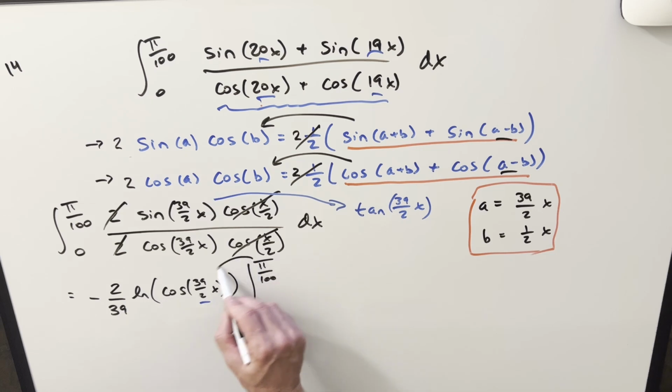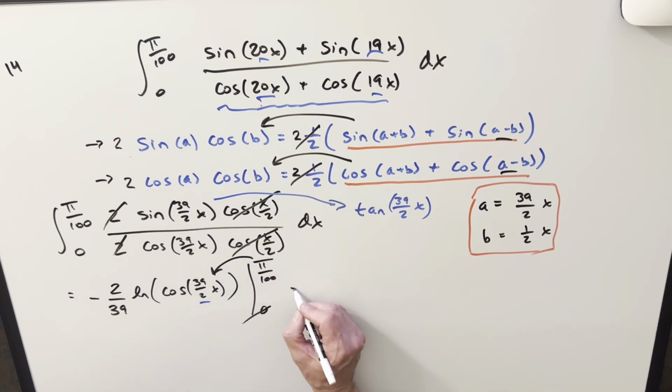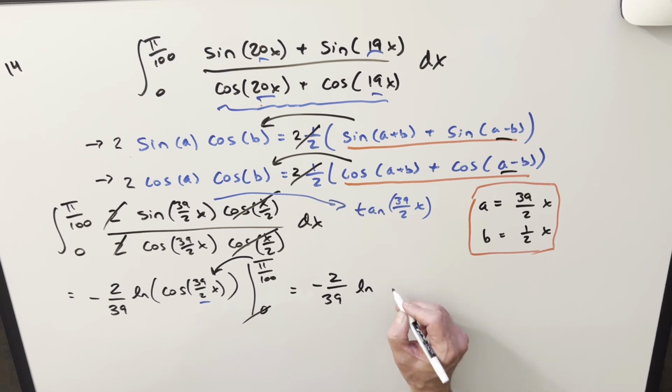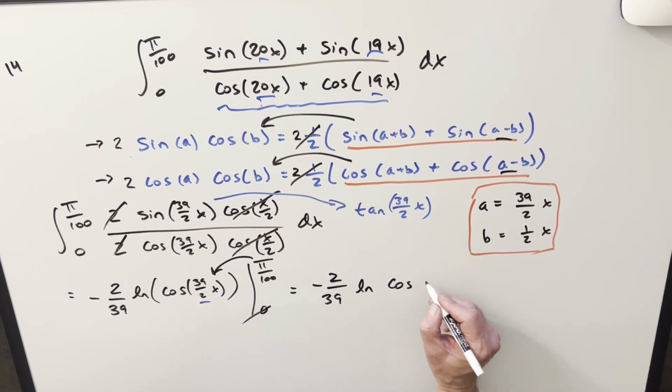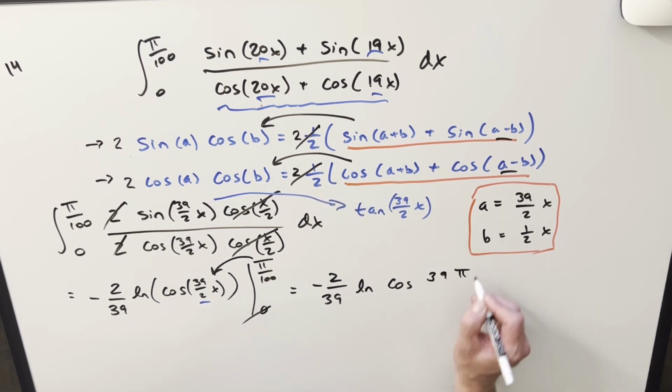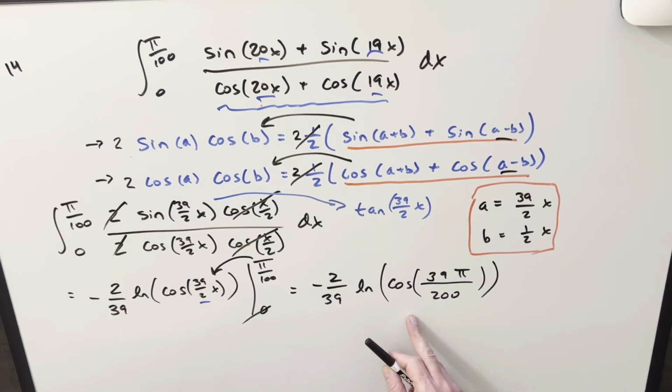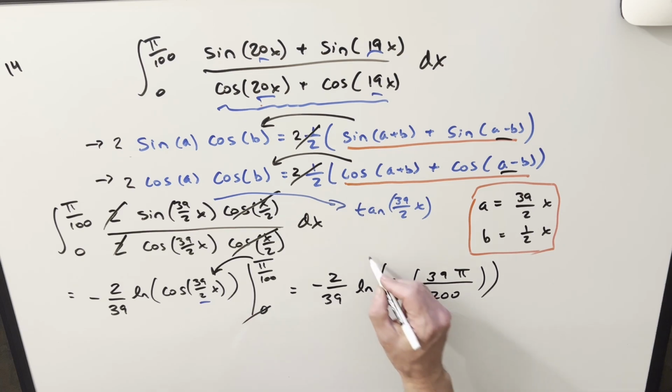But now when we plug in pi over 100, I don't think we can really do much to simplify it. I'm not quite sure why they did that because it's not that nice, but I guess sometimes math isn't that nice. So we'll put up with it and plug it in. We get 39 pi, 2 times 100 is 200. And so for my final solution, we get minus 2 over 39 natural log of cosine of 39 pi over 200, and that's it.